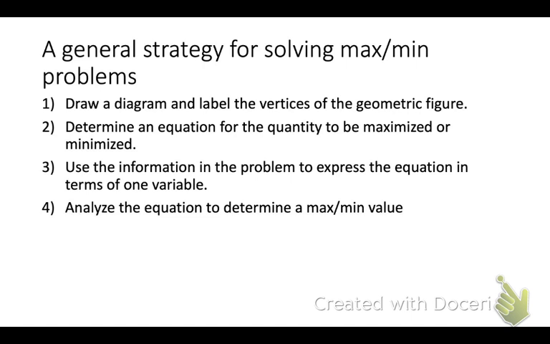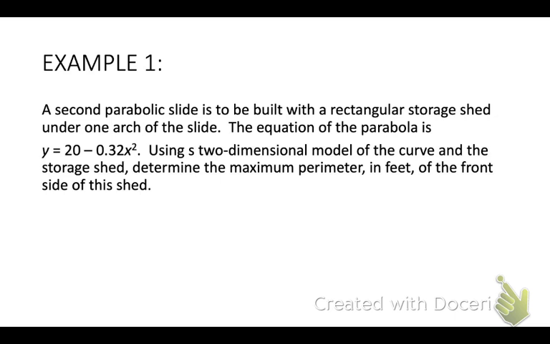Okay, so our first example: a parabolic slide is to be built with a rectangular storage shed under one arch of the slide. So we have a parabolic looking slide, so our parabola. Underneath that slide is going to be a rectangular shaped shed. They're giving us the equation of the parabola: y equals 20 minus 0.32 x squared.